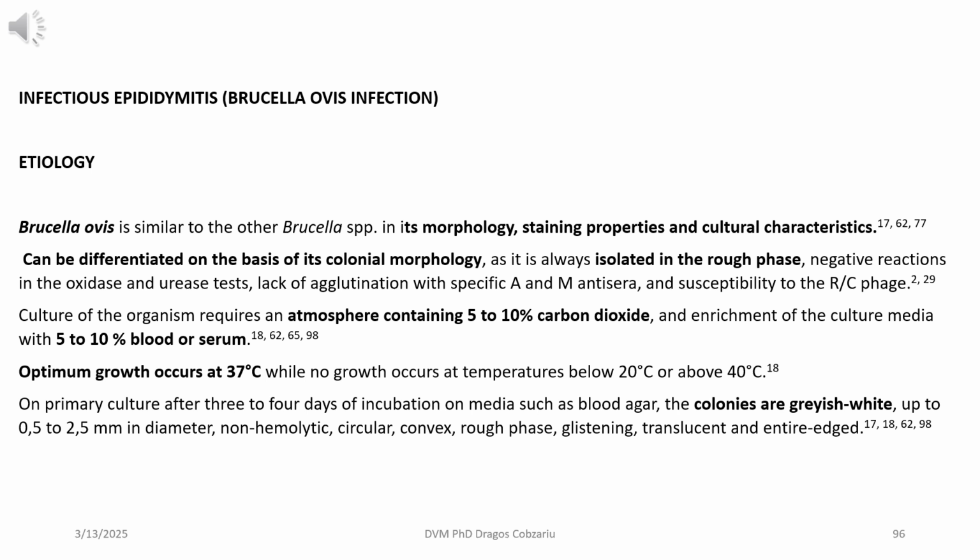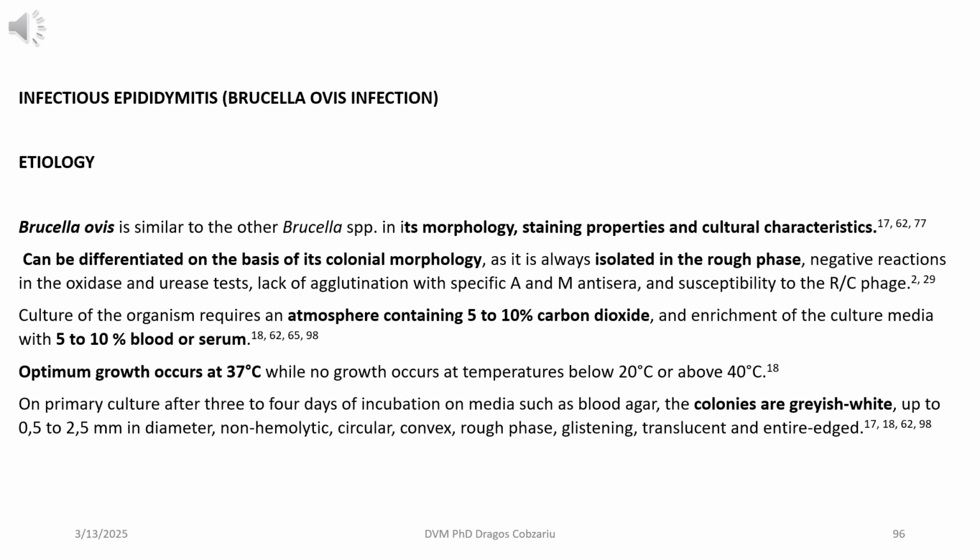Brucella ovis is similar to the other Brucella spp. in its morphology, staining properties and cultural characteristics. It can be differentiated on the basis of its colonial morphology, as it is always isolated in the rough phase, negative reactions in the oxidase and urease tests, lack of agglutination with specific A and M antisera, and susceptibility to the Rc phage.